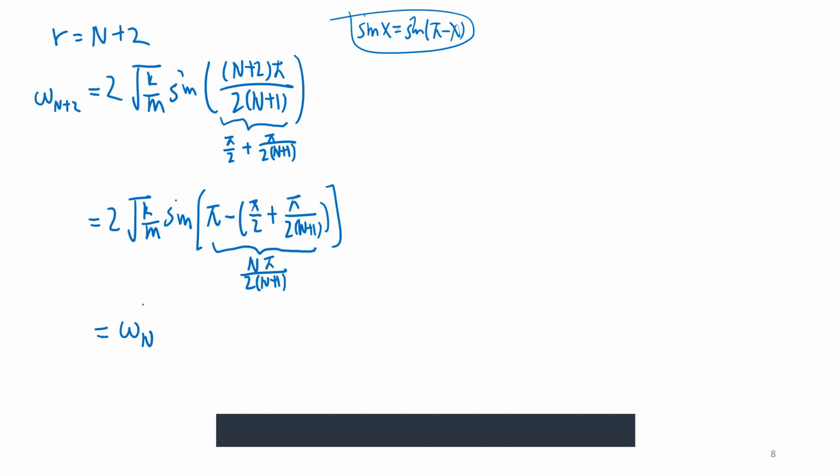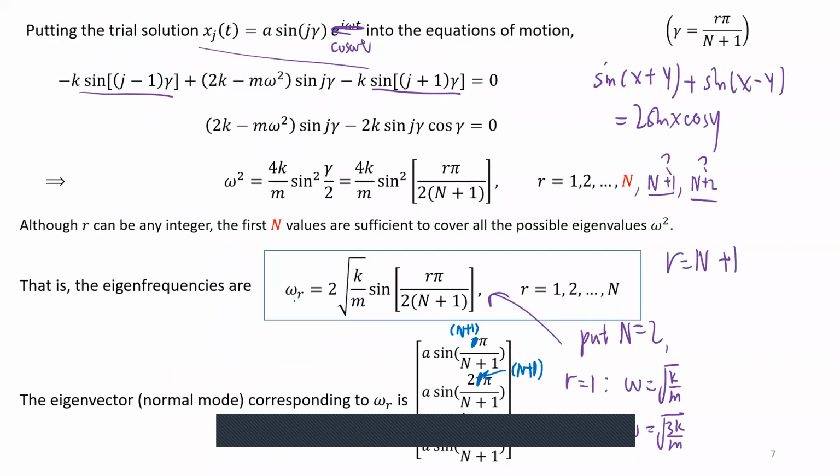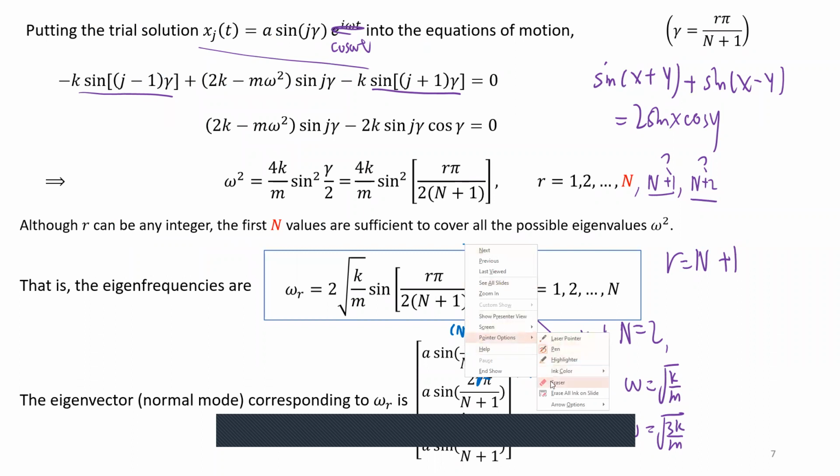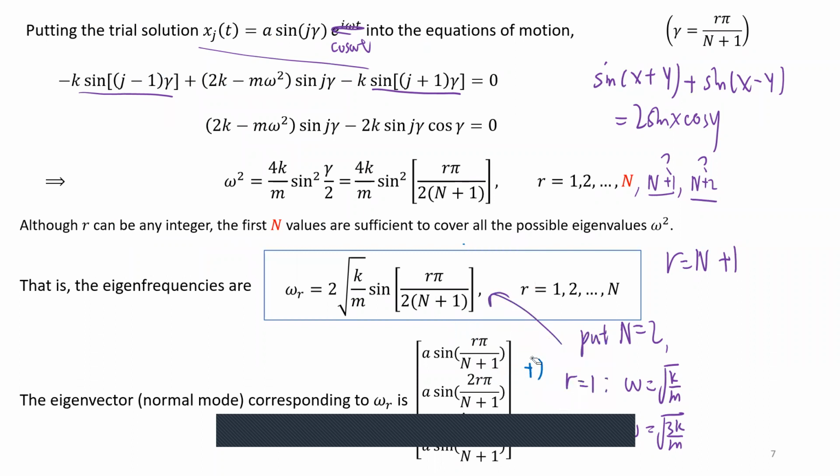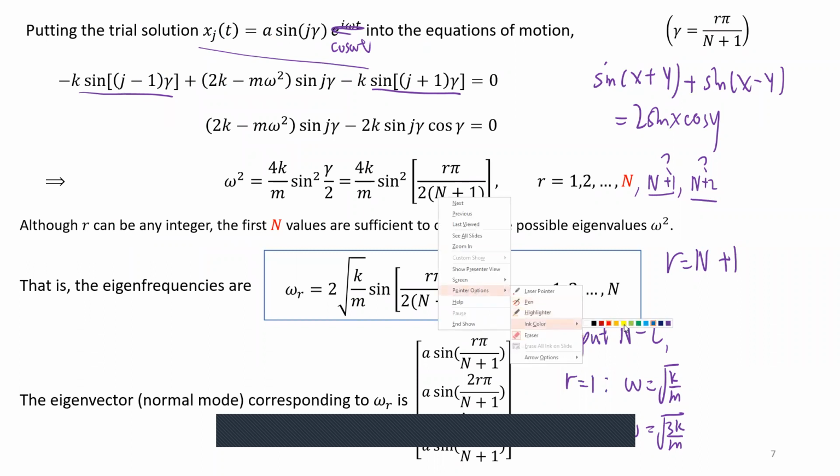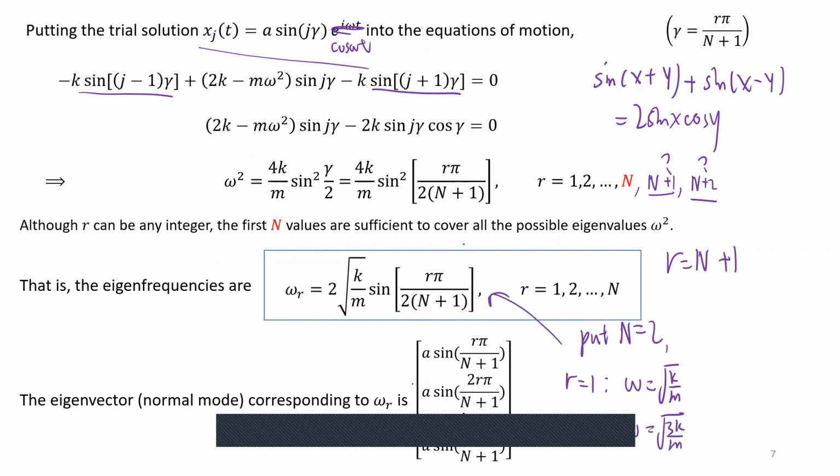So how about the eigenvectors? Let me go back to the expression of the eigenvector. In this column vector, the kth element is written as a sine of k r pi divided by n plus 1.